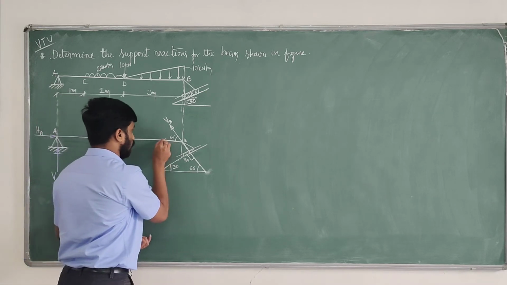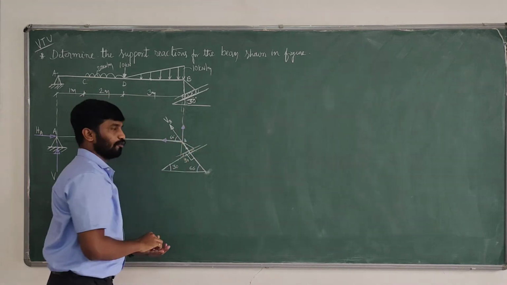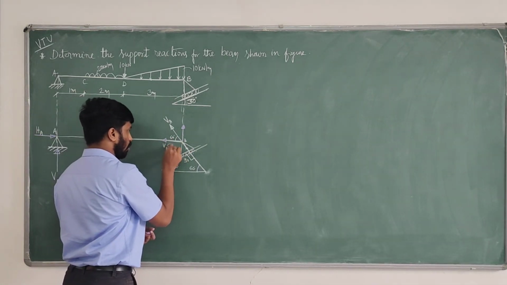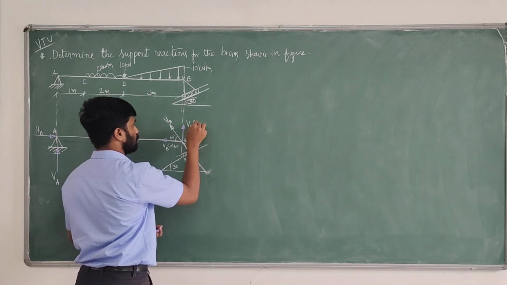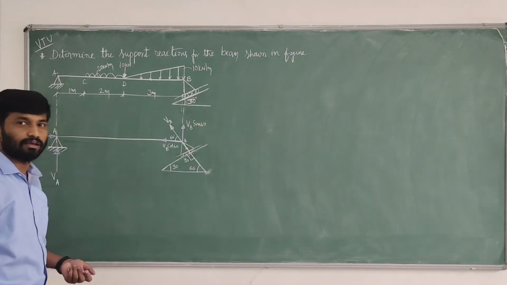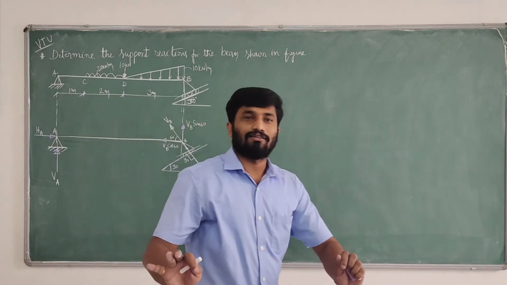And I am going to resolve this force with respect to the origin. To resolve this force, it will become VB cos 60 and VB sin 60. VB cos 60 and VB sin 60. So this is over. This is regarding the support reaction.